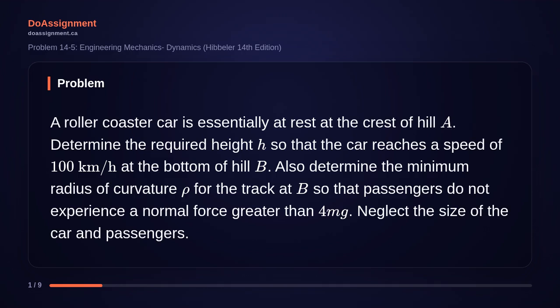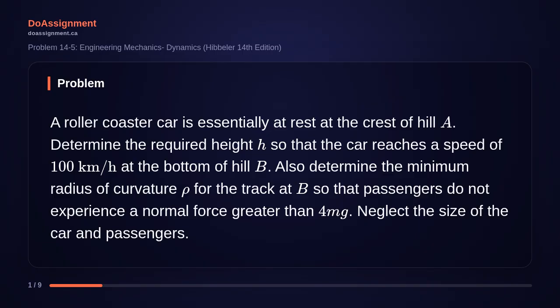Here is the problem. A roller coaster car is essentially at rest at the crest of hill A. Determine the required height h so that the car reaches a speed of 100 kilometers per hour at the bottom of hill B. Also determine the minimum radius of curvature ρ for the track at B so that passengers do not experience a normal force greater than 4 times mg. Neglect the size of the car and passengers.